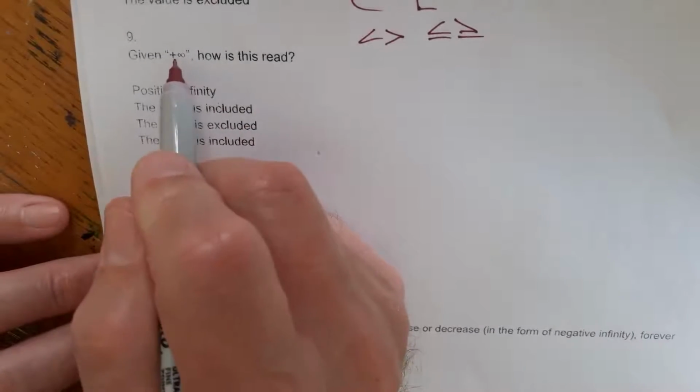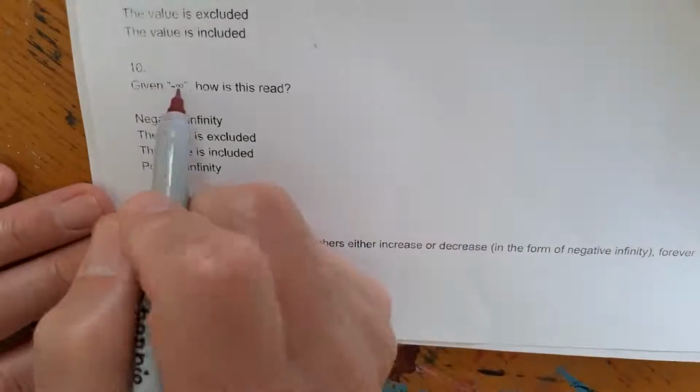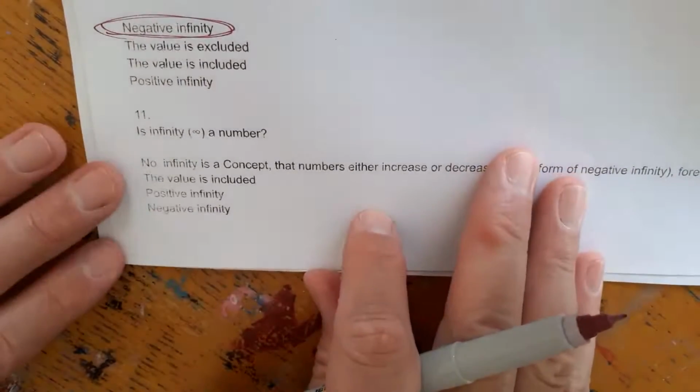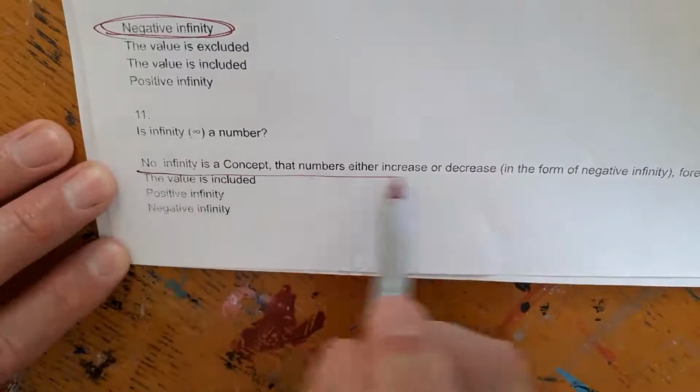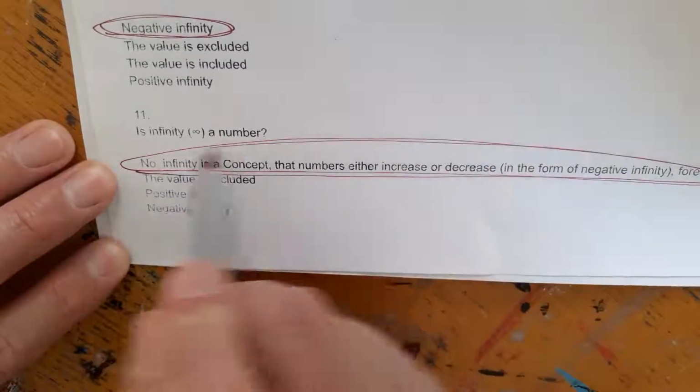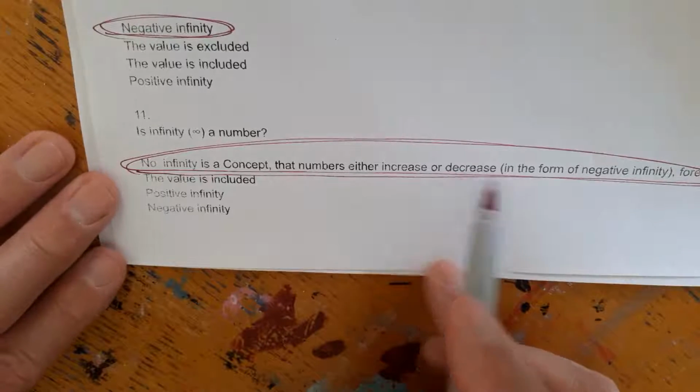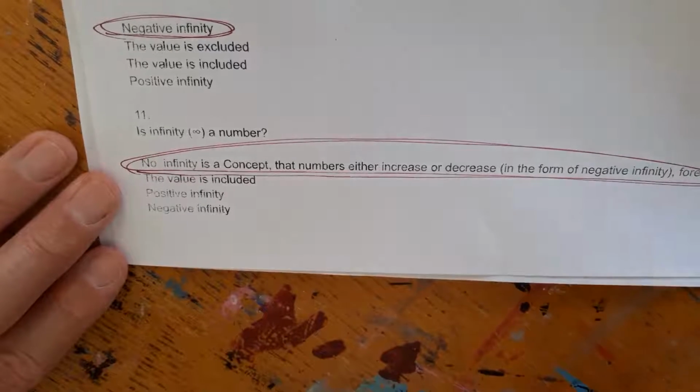Given a positive infinity, how is this read? Positive infinity. Given a negative infinity, how is this read? Negative infinity. Is infinity a number? No. It's a concept, okay? It means that numbers are either increasing forever or decreasing, in the case of negatives, forever. All right, so we'll deal with that.